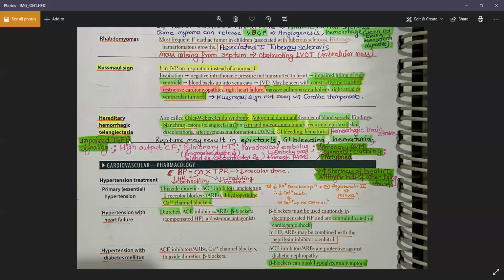Because of the formation of these AV fistulas, that can lead to high output cardiac failure. Why? Because the afterload is lost and the preload is increased. The heart is contracting too much, doing too many things, and as a result, it would be exhausted. After the exhaustion, it can lead to high output cardiac failure. The blood flow will be very much increased, so cells won't get the time to extract the oxygen.